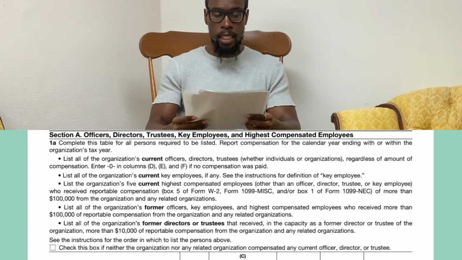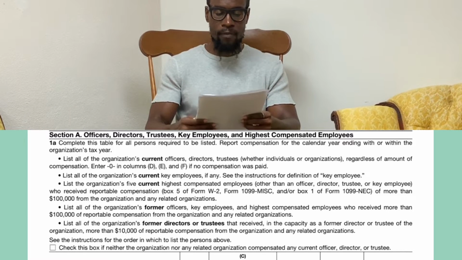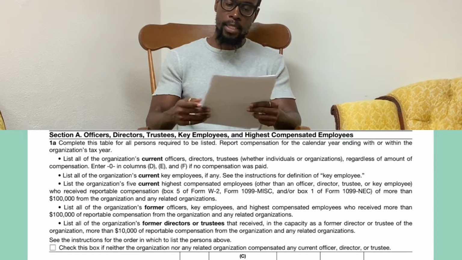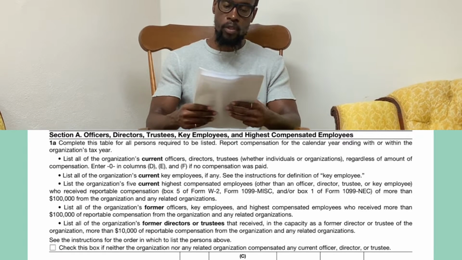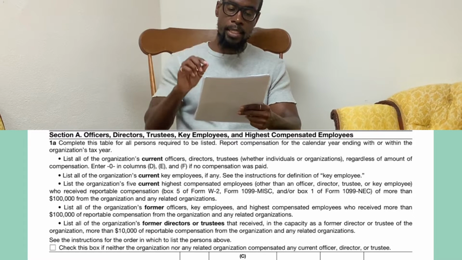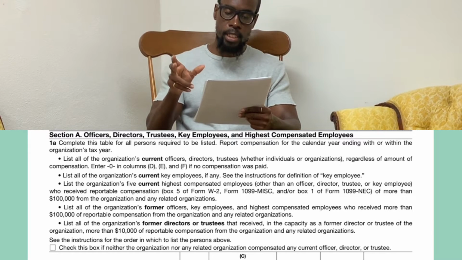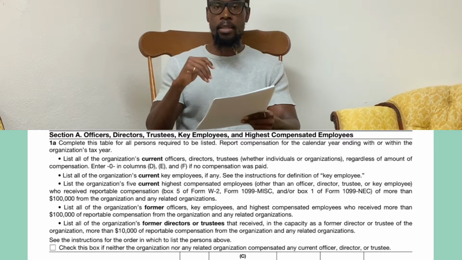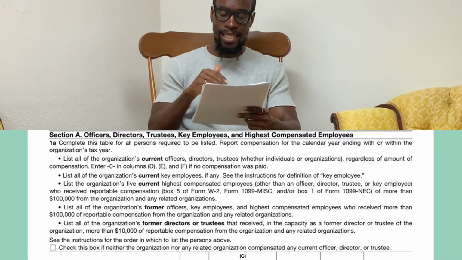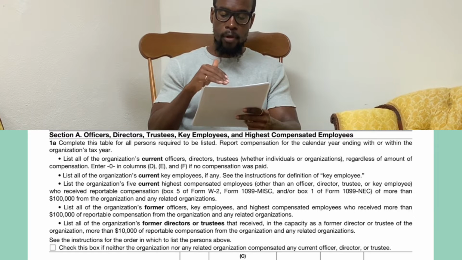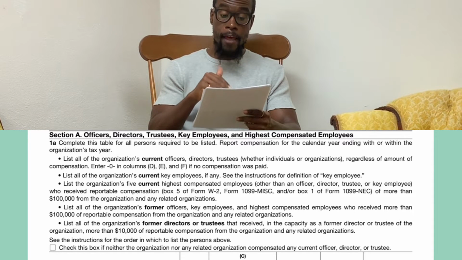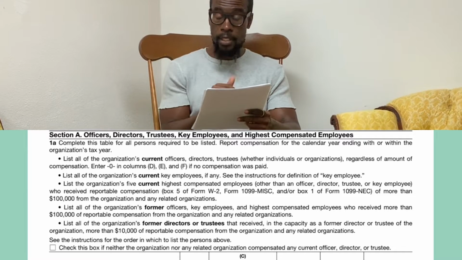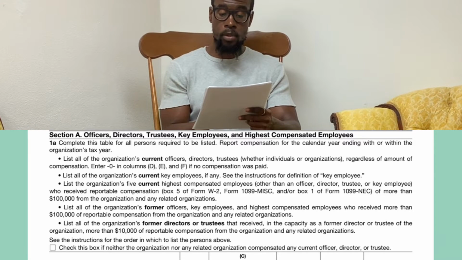The next area is part number 7, and this is the listing. I'm not going to read that title because I don't want you all to get confused. Section 8 says officers, directors, trustees, key employees, highest compensated employees. So this list, they want every board member to list themselves on this list. So all board members are listed on here.